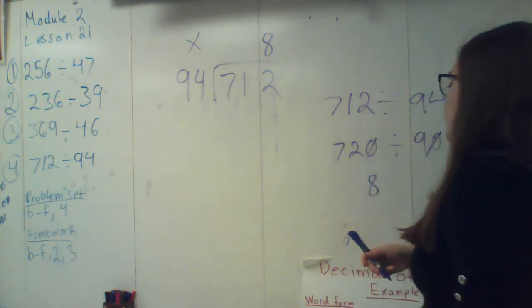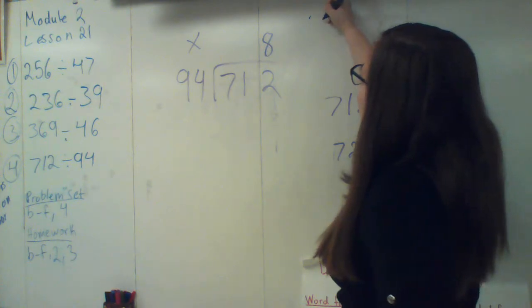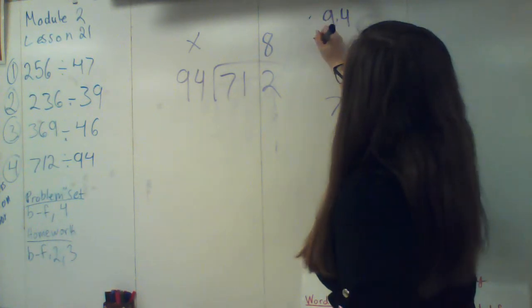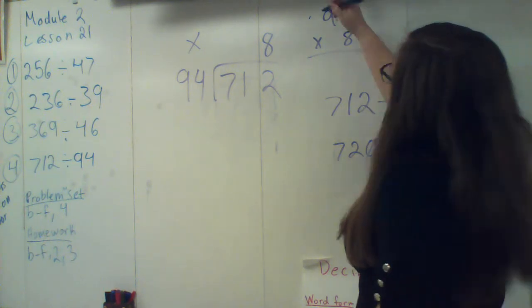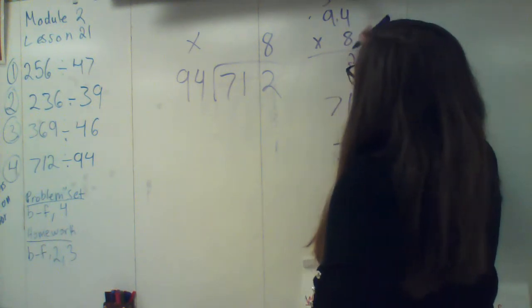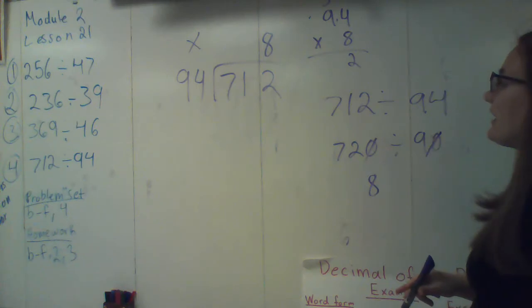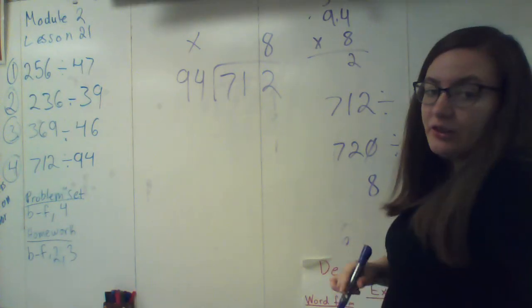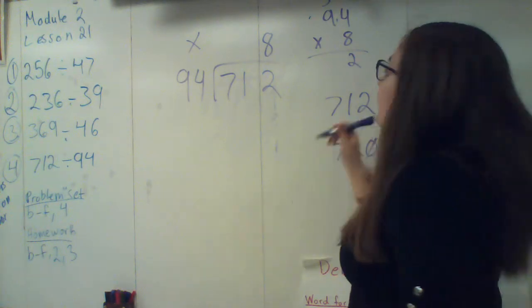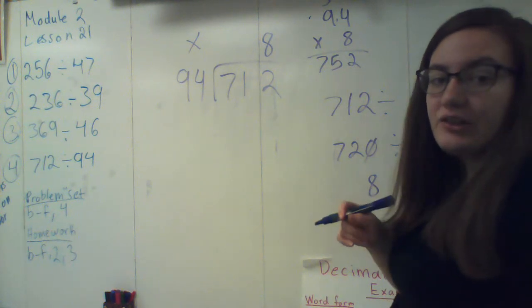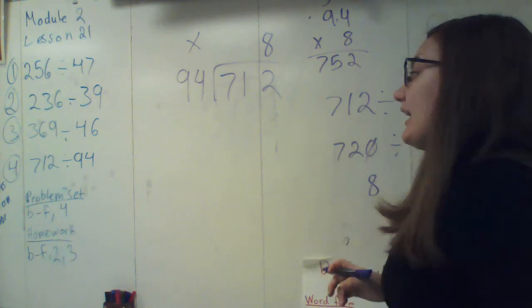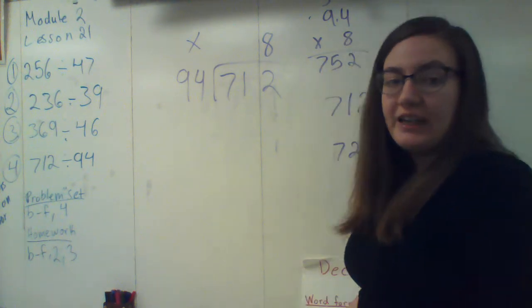So 94 times 8 is, I'll have to do a standard algorithm for this. I do 94 times 8. 4 times 8 is 32, so I carry the 3 and I leave the 2. 9 times 8, we said, is 72, and 72 plus 3 is 75. So this is actually going to be way too big.